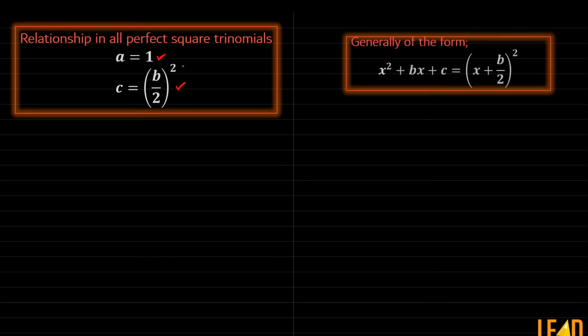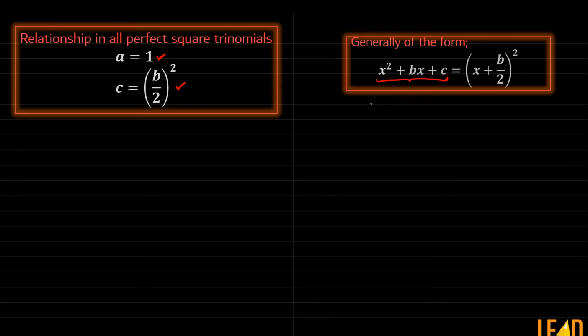The second thing we looked at is that they are generally of the form, right? So that means that if you have a perfect square trinomial that you've confirmed is a perfect square trinomial, you can rewrite it as a square binomial by simply saying x plus b over 2, all squared, right? It's not so difficult.